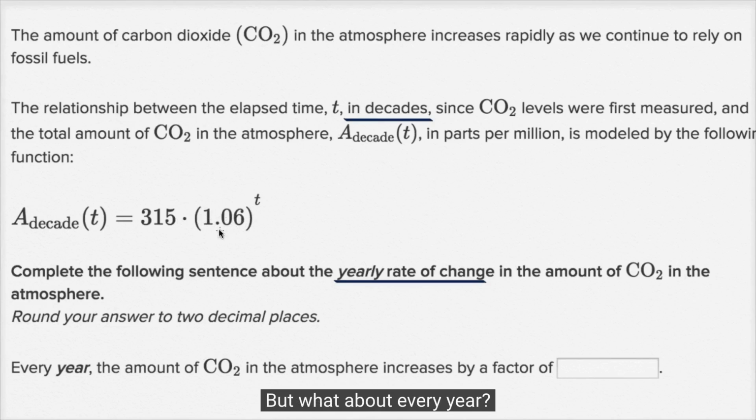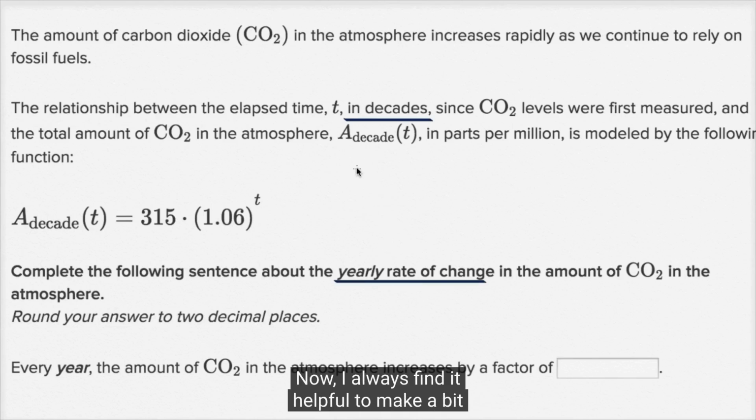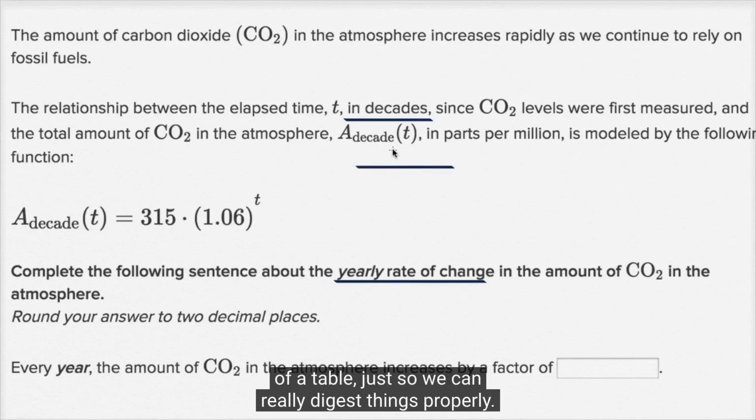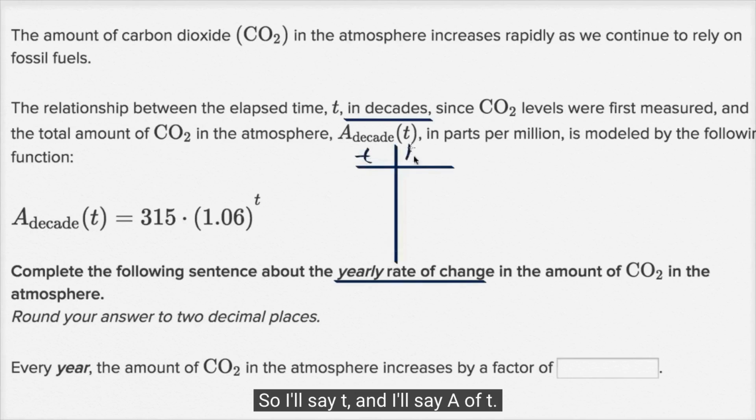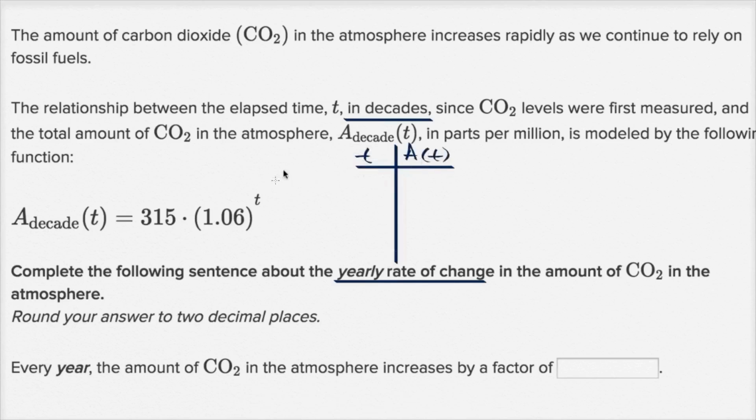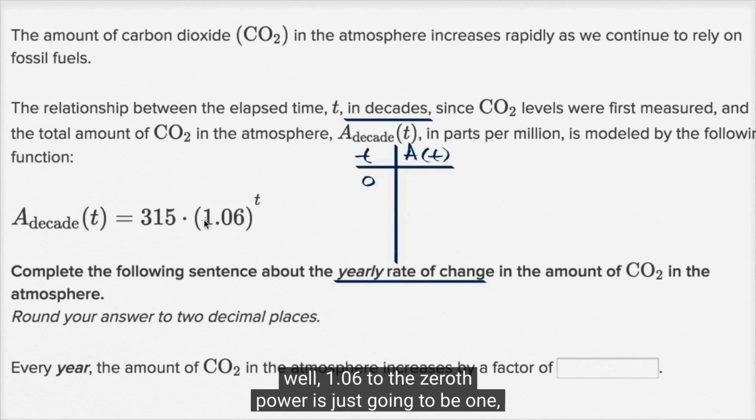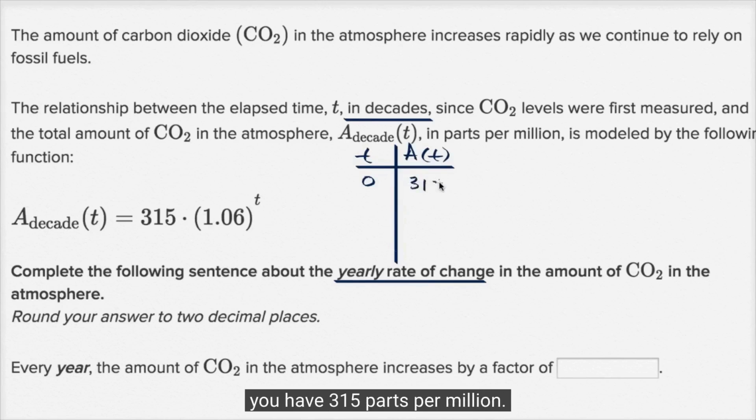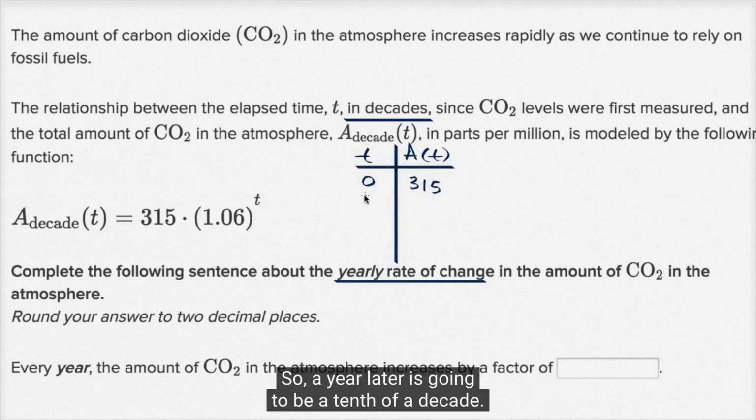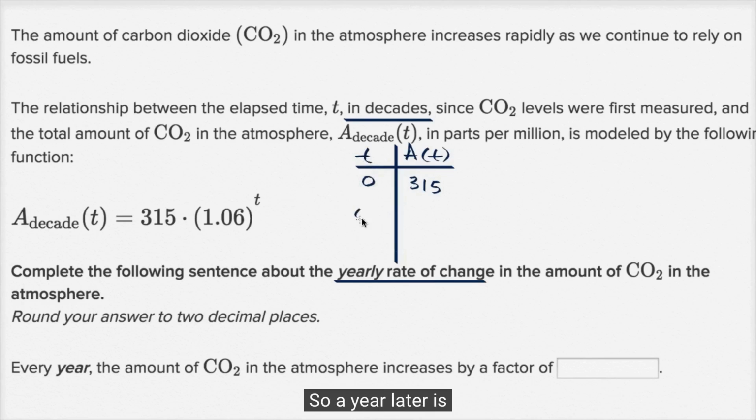But what about every year? And I always find it helpful to make a bit of a table just so that we can really digest things properly. So I'll say t, and I'll say A of t. So when t is equal to 0, so at the beginning of our study, well, 1.06 to the 0th power is just going to be 1. You have 315 parts per million. So what's a year later? A year later is going to be a tenth of a decade. Remember, t is in decades.